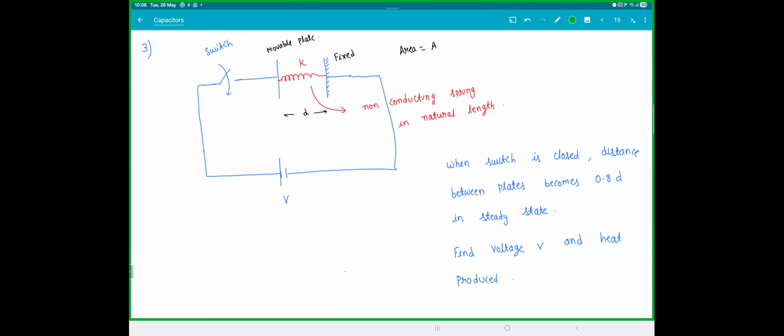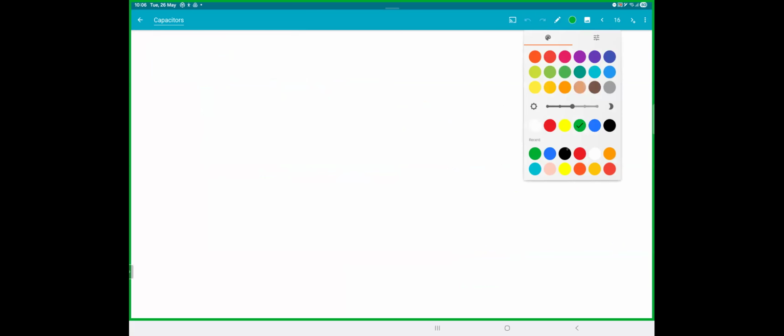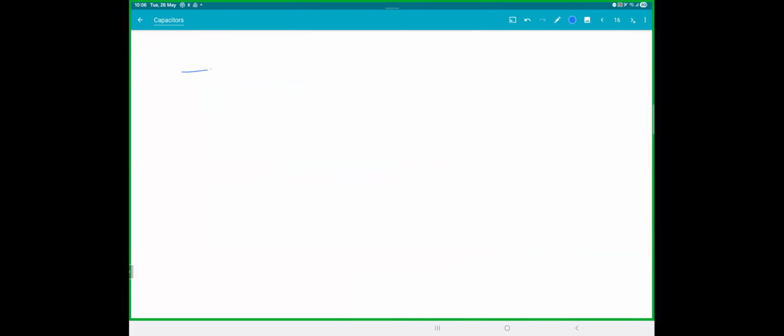Let's see. So let's draw the picture first of all. So when the switch is closed, the distance becomes 0.8 d. So multiple things happened here. First thing, what is the capacitance? Capacitance is A epsilon by 0.8 d. Remember, capacitance changed. What is the charge?